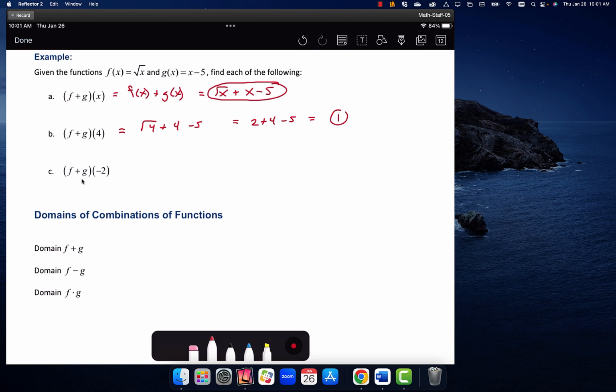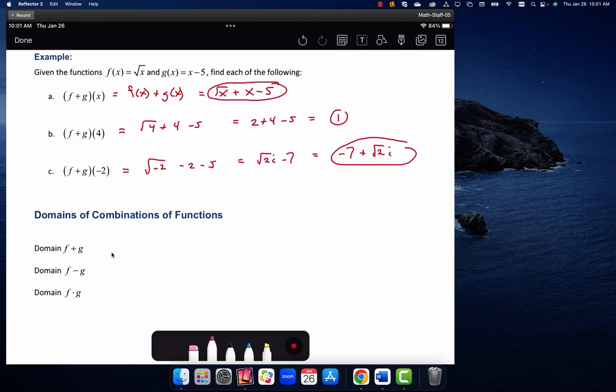f plus g of -2. Again, we already know what f plus g is, so all we're going to do is take this equation, and every time you see an x, we're going to replace it with -2. So we have the square root of -2 plus -2 minus 5. That is the square root of 2i minus 7. Then we'll just put that in standard form: -7 plus the square root of 2i. And that is f plus g of -2.